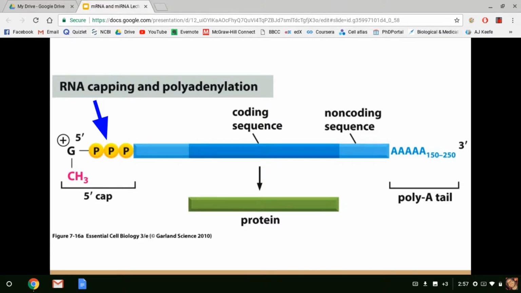SR proteins are serine-arginine enriched proteins that use the positive charges of serine and arginine to bind the negatively charged phosphate backbone of RNA, and they function to delineate exons and introns for splicing. We'll discuss that a little bit more in the next slide. And the S and the R stand for serine and arginine as well.